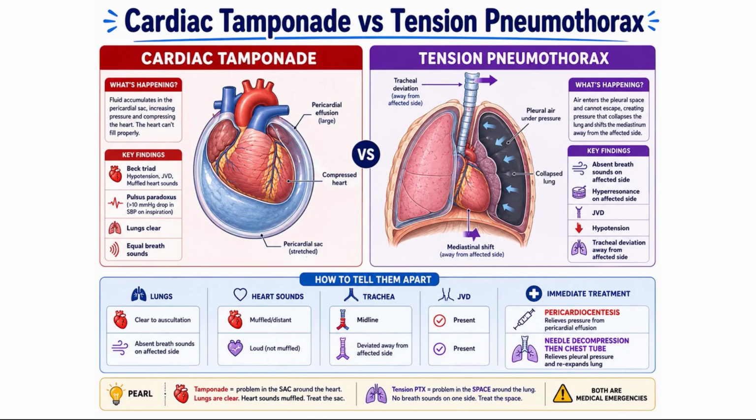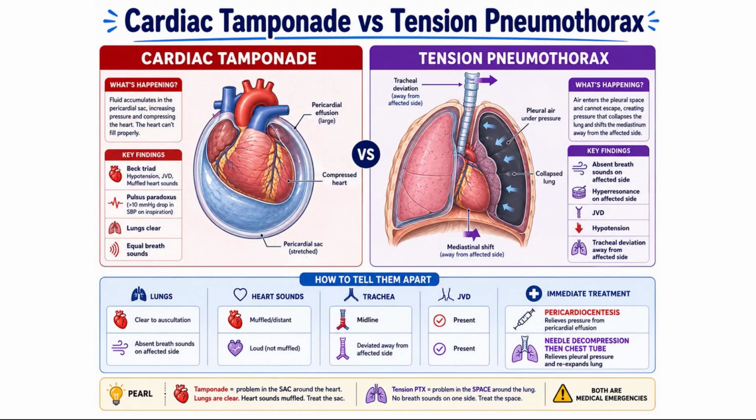In tamponade, fluid fills the pericardial sac. You get Beck's triad, pulsus paradoxus, but the lungs stay clear and breath sounds are equal on both sides. In tension pneumothorax, air fills the pleural space and can't escape. You lose breath sounds on the affected side, get hyperresonance, JVD, hypotension, and the trachea deviates away from the affected side. Immediate treatment couldn't be more different. Pericardiocentesis for tamponade, needle decompression, then a chest tube for tension pneumothorax.